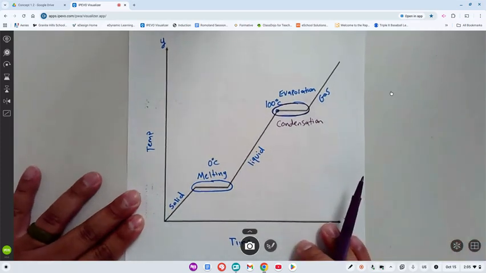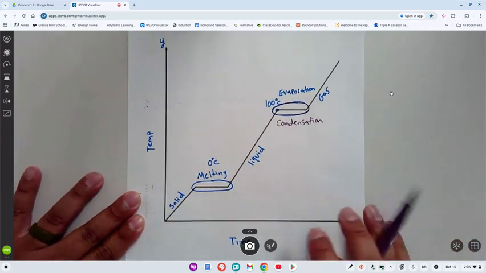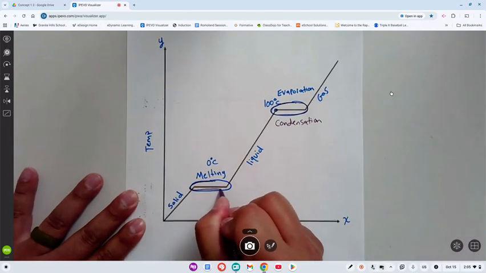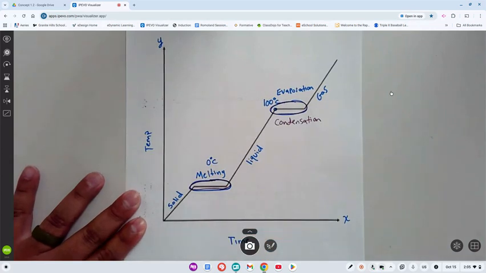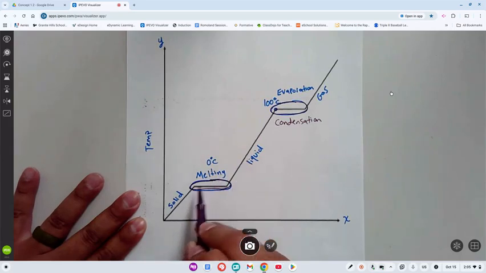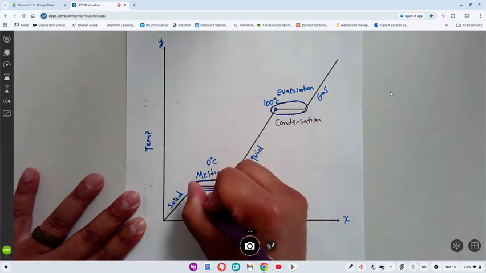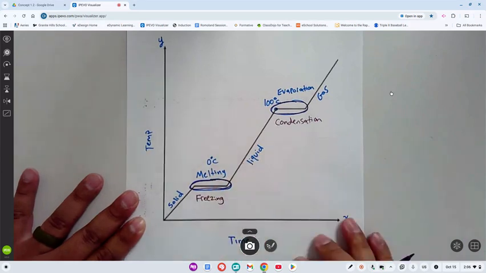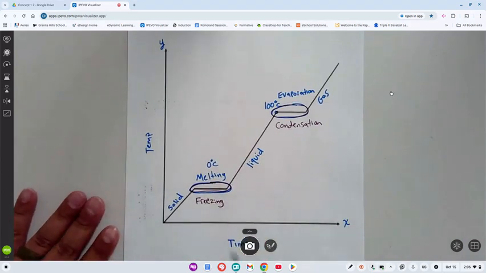Then we get to the special number of 0 degrees Celsius. Okay? This flat line is going to be crucial for us again because that's telling us there's a phase change. Instead of melting, we're going from a liquid to a solid. So that liquid turning into a solid, we call that process freezing. Okay? And then for water, we have ice.